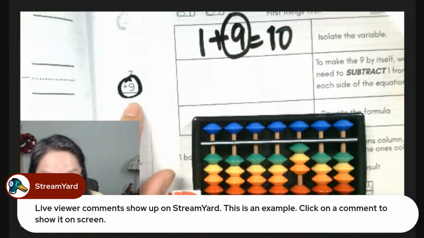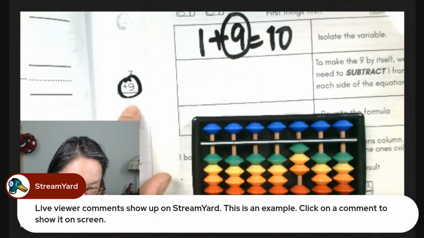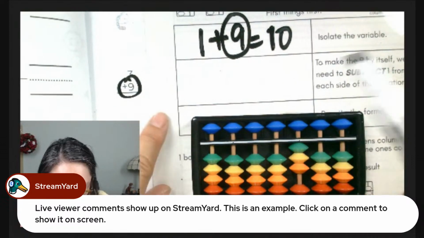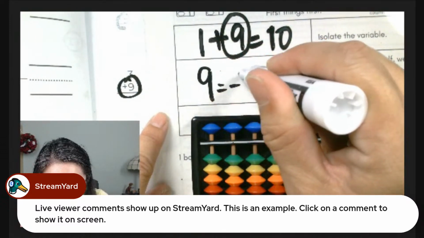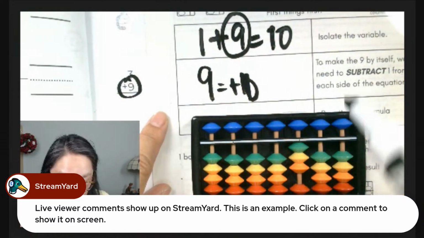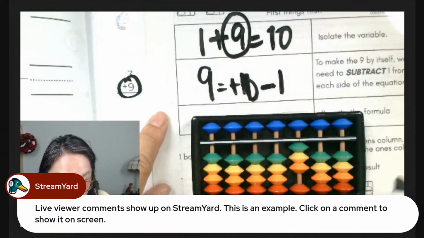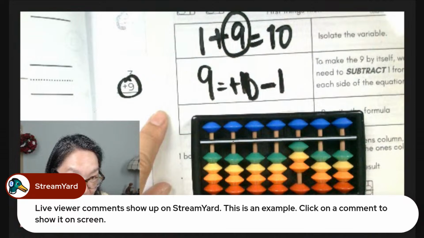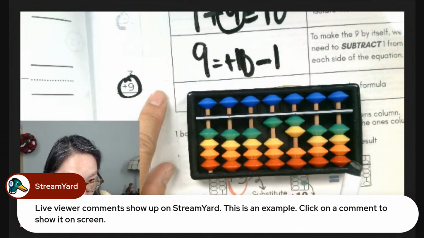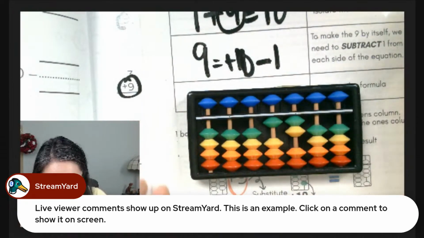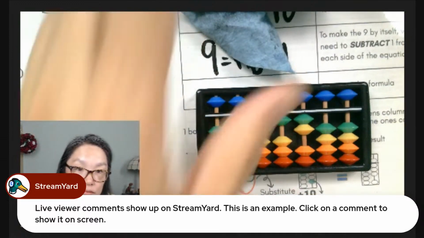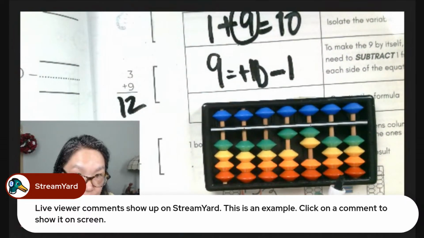The reason is that there are not enough beads to add the 9. So what are we going to do? We go 9 is equal to 10, but that's too much. So we have to minus the 1 to make it balanced. These are directions now: plus the 10 and then take away the 1. So my final answer is 2.